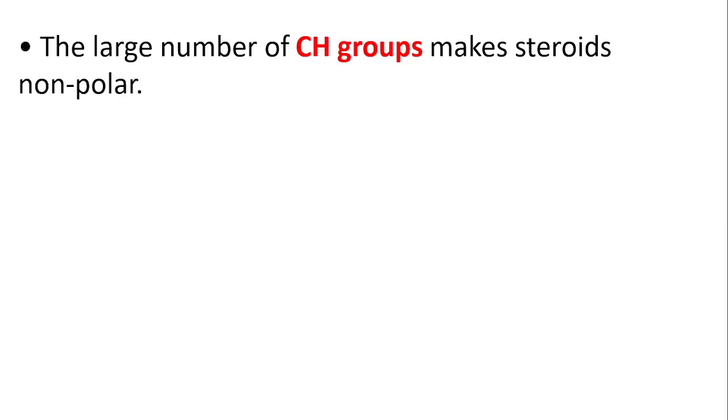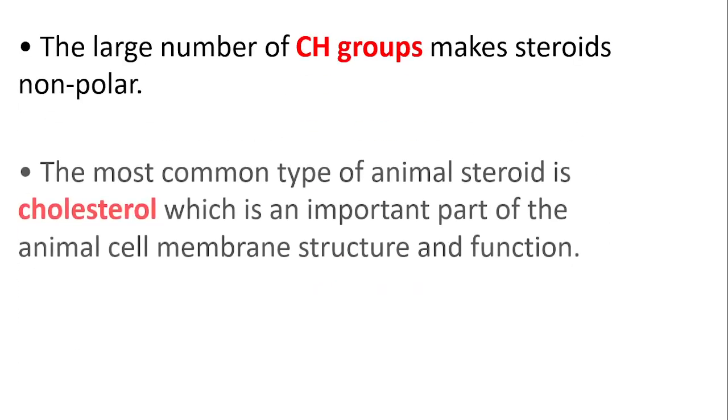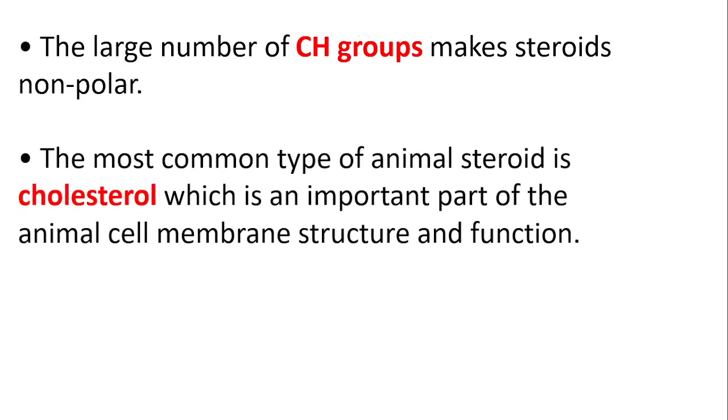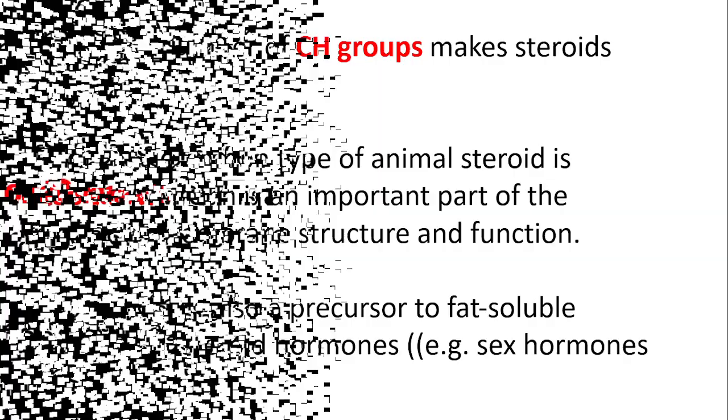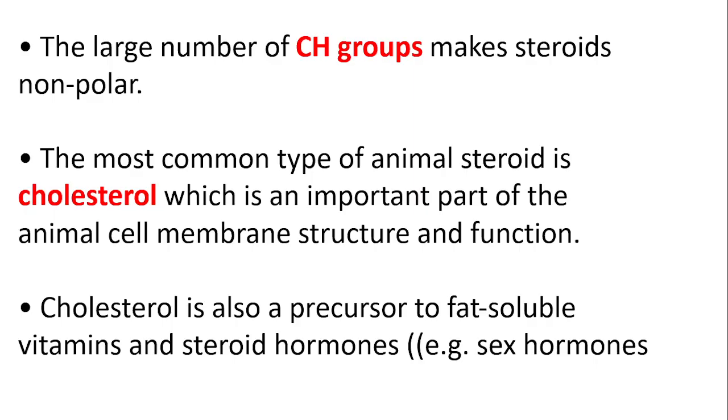The large number of CH groups makes the steroid non-polar. The most common type of animal steroid, like I've said, is cholesterol, which is an important part of the animal cell membrane structure and function. Cholesterol is also a precursor to fat soluble vitamins and steroid hormones, and for steroid hormones, you can talk about the sex hormones.